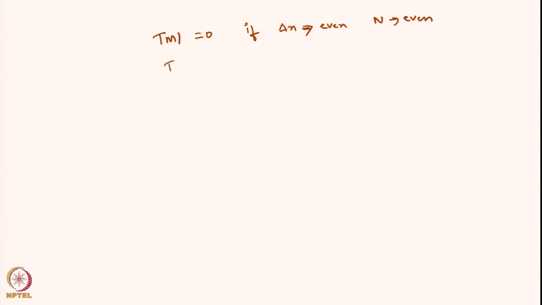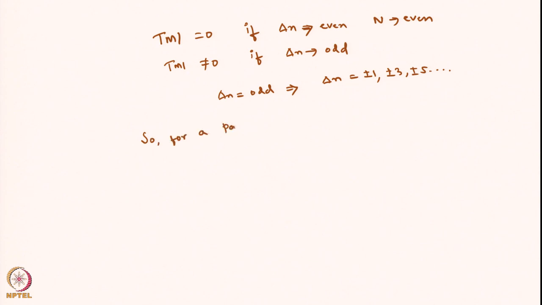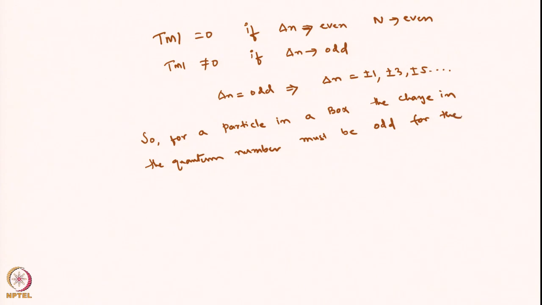So you can go back and work out that TMI will not be equal to 0 if delta n is odd. If delta n is odd, this implies delta n must be equal to plus minus 1, plus minus 3, plus minus 5, etcetera. So for a particle in a box, the change in the quantum number must be odd for the transition to be allowed.